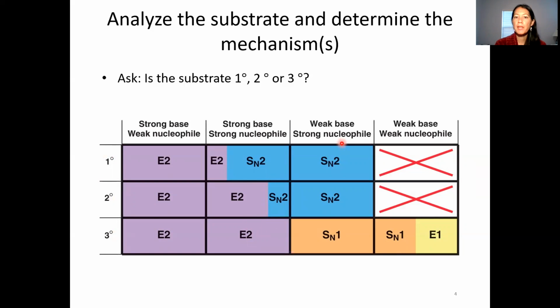If you have a weak base, strong nucleophile, mainly you're going to get substitution. But if you have a tertiary halide, then the SN1 will dominate.